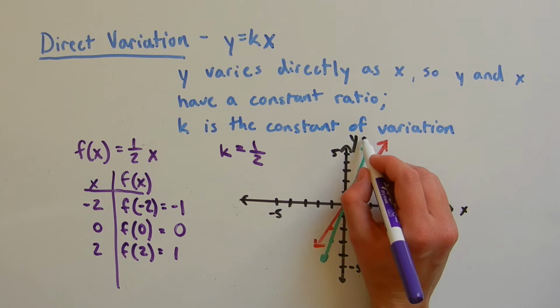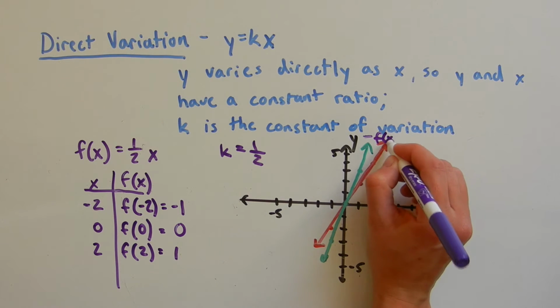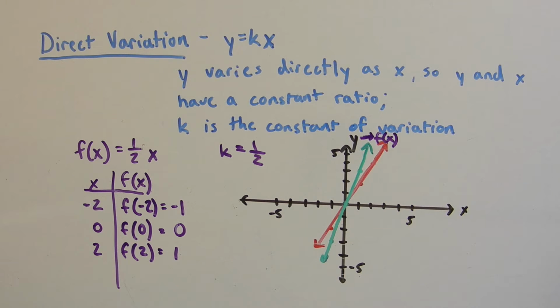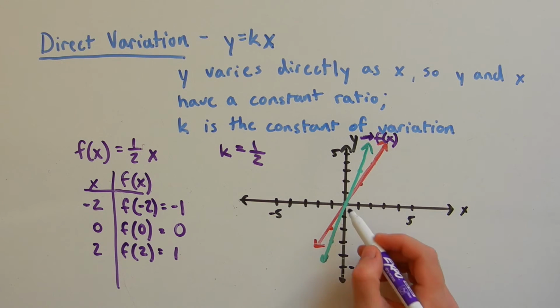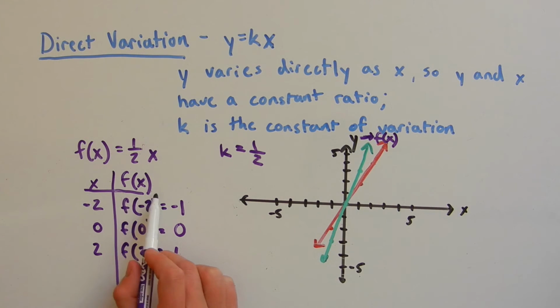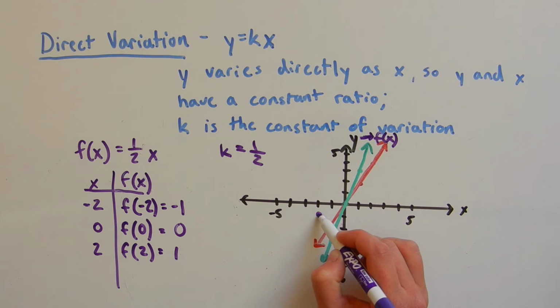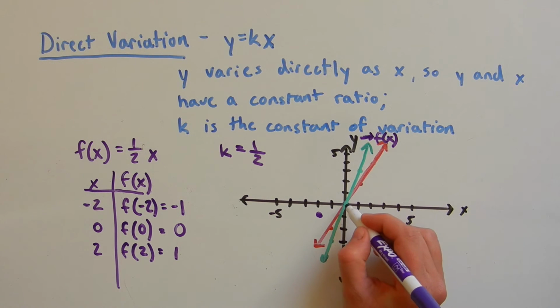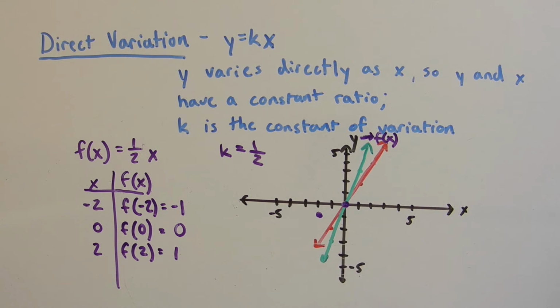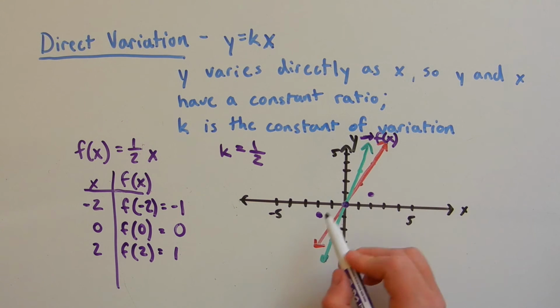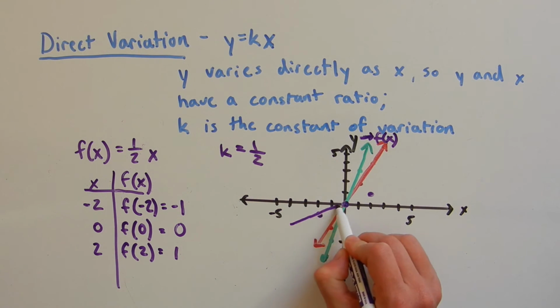Remember, our y in this case is our f of x axis, because all of these are functions. So when x is -2, f of x is -1. So we're going to go 2 to the left and 1 down. When x is 0, f of x is 0. And when x is 2, f of 2, so the function of 2 is 1. And then we're going to go ahead and connect those.